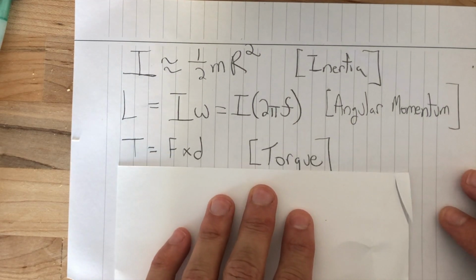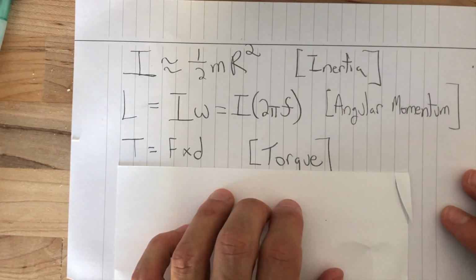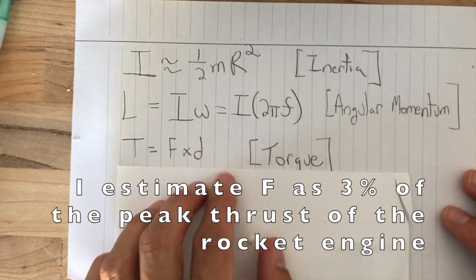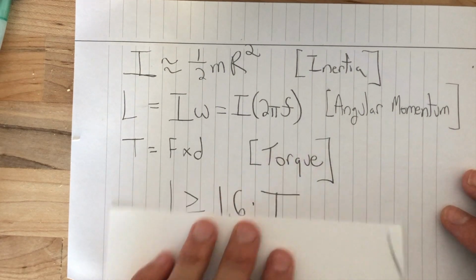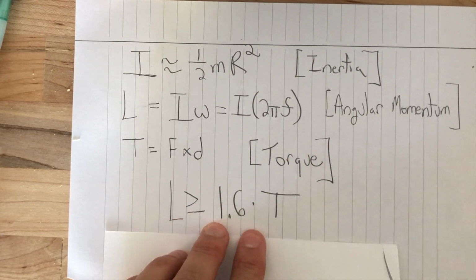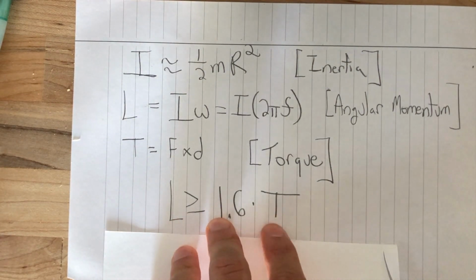Now we talked about torque, which is just basically F times D. And so, the bigger rocket motor you have, the more force you would have, and D is how far away from the center of mass your rocket motor is placed. What I found is basically L, your angular momentum, has to be about 1.6 times the magnitude of torque.